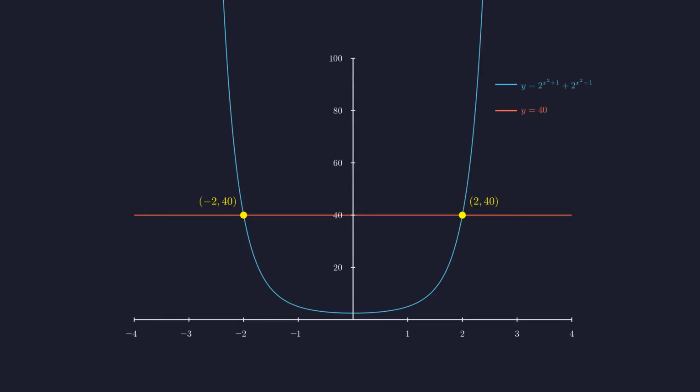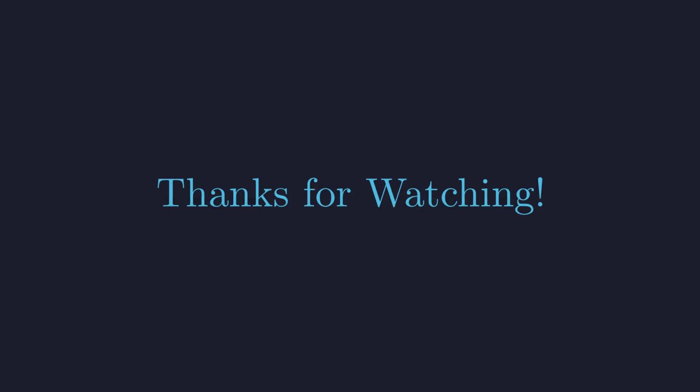Math is beautiful when it all lines up like this. So there you have it. What looked like a complicated exponential equation turned out to have a really elegant solution once we recognized the hidden structure. The key insight was spotting that substitution opportunity.